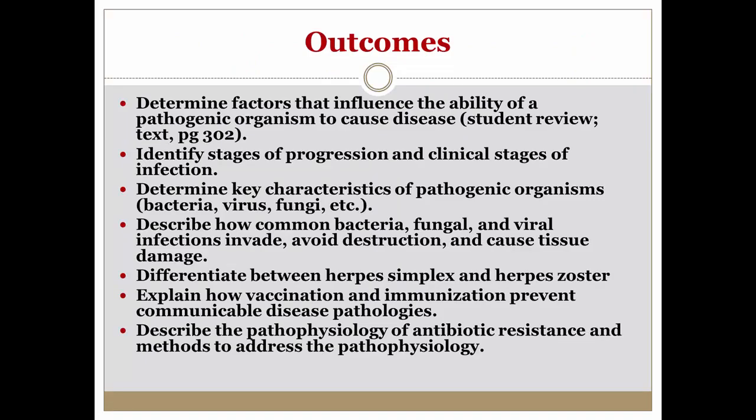So as you can see, the outcomes. I think it's important first, and this is your responsibility, to look at the factors that influence the ability of a pathogenic organism to cause disease. This is in your text, and I think it really helps set the stage as we think about how pathogens are able to cause disease, like communicability, infective, portal of entry, those kinds of things.